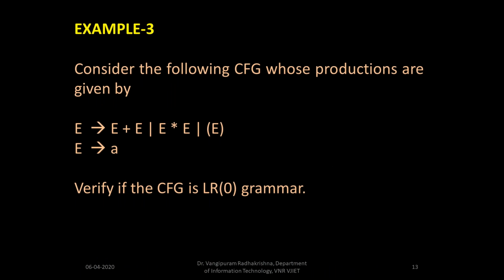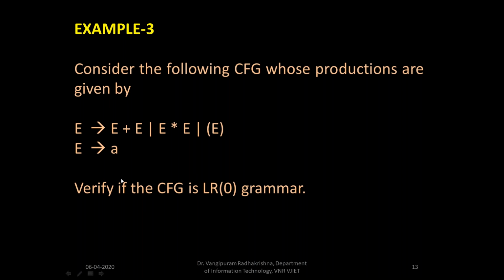Now we shall look into another example where we will apply the same rule once again. Here we have 3 productions: E derives E plus E, E derives E star E, and E derives parenthesis E. Apart from these 3 productions, we have one more production, capital E derives E. Here our objective is to verify if the given grammar is LR0.